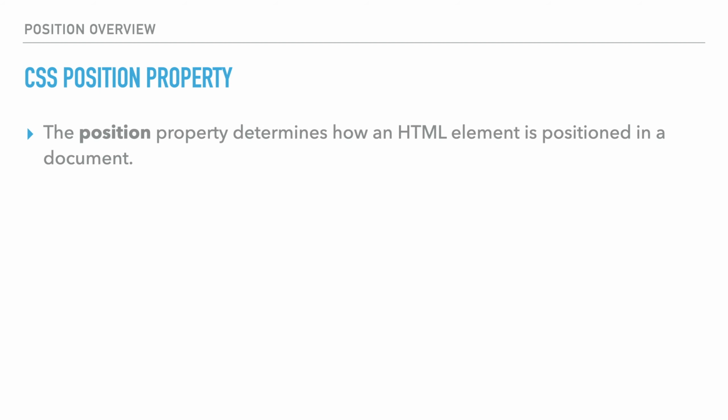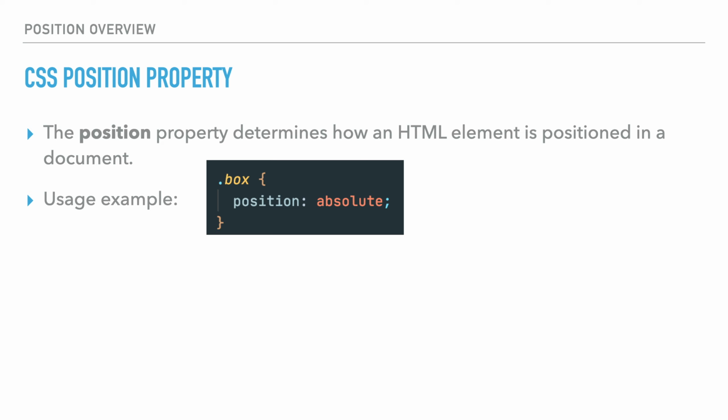Okay, so first of all, what does a position property do? It determines how the associated HTML element is positioned in a document. In other words, we can position an element any way we want on the page by using this property. Now to use it, just add the position property in the CSS to any HTML element. In the picture I posted here, I'm putting it on a div with the class name box.